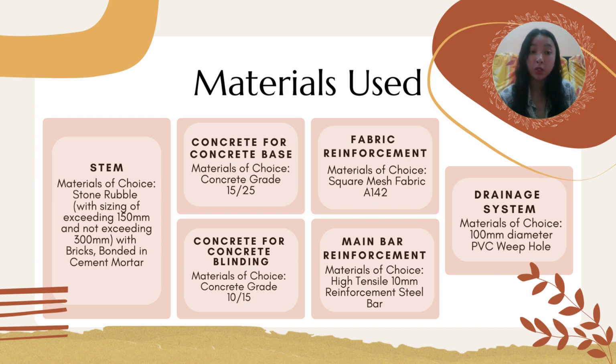For this project, there are two types of gravity retaining walls, both utilizing fabric reinforcement, which is the square mesh fabric A142. But for type 2, there is a shear key. In that shear key, there is a main bar reinforcement, which is the high tensile 10 millimeter reinforcement steel bar. And last but not least is the drainage system, which is 100 millimeter diameter PVC with holes.